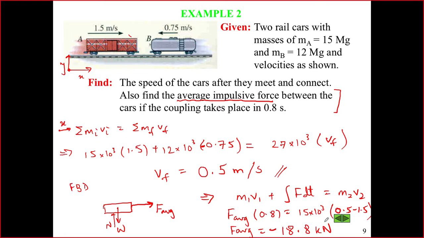Why? Because yes, there was a decrease in its momentum. Initially it was moving to the right with a velocity of 1.5, and then after the collision it was moving to the right with a velocity of 0.5. So there was a decrease in its momentum.